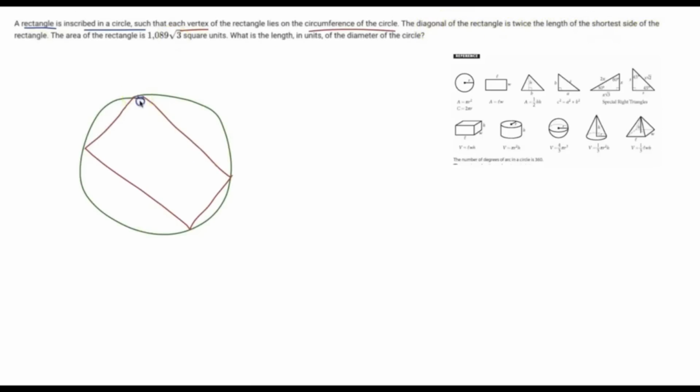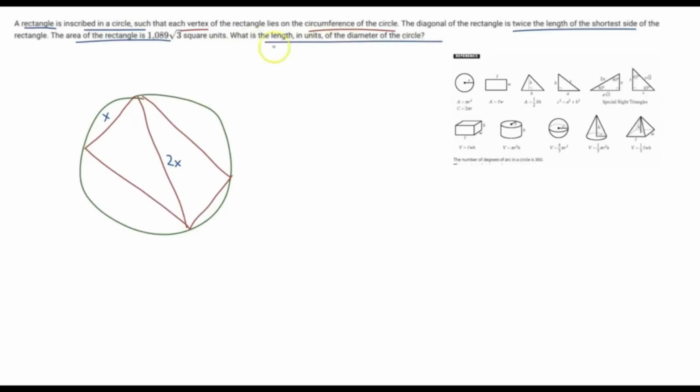So the diagonal, which is going to look like this, just going across from one corner to the other, is going to be twice the length of the shortest side of the rectangle. So this right here is our shortest side, and so let's label that x. And it's twice the length, so we can call this 2x. Therefore, that is twice the length. The area of the rectangle is 1089 times square root 3 square units. What is the length in units of the diameter of the circle?